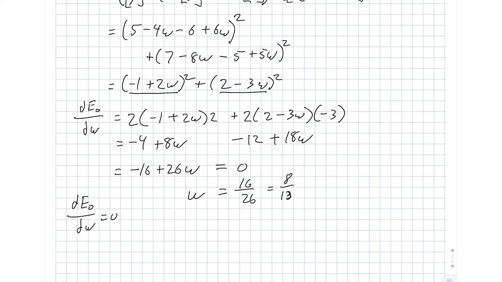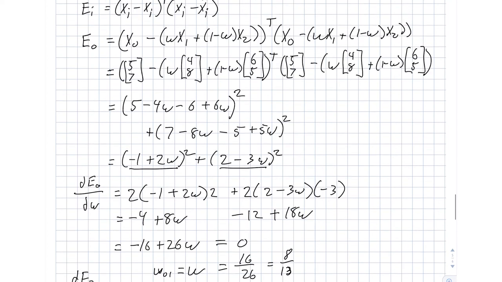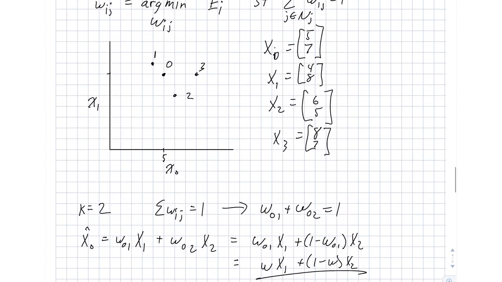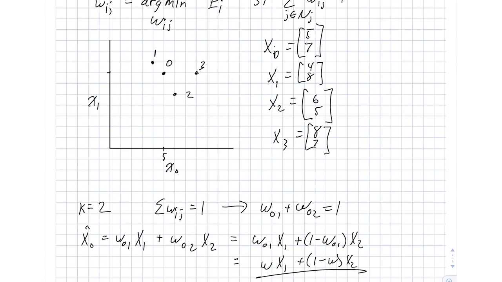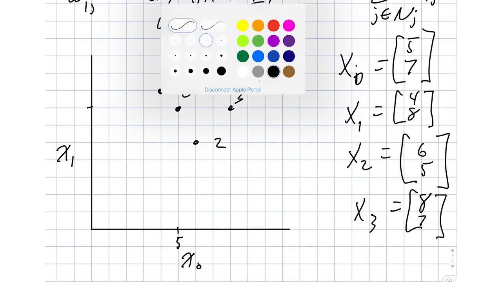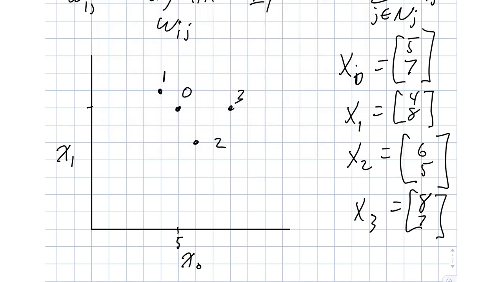Now, w was equal to W01, and W02 was 1 minus this, so that is equal to 5 over 13. Okay, so let's remember those two values. W01 is higher than W02. Let's look back at the position of 0 with respect to 1 and 2. I'm going to zoom in on that there. By expressing x0 as a weighted sum of 1 and 2, what that means is we can be anywhere along this line here. In fact, for choosing negative w's, you can extend out beyond here.